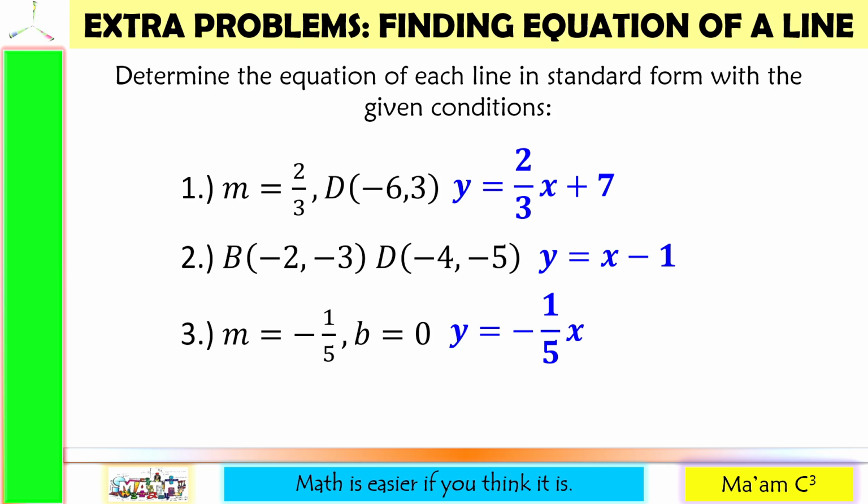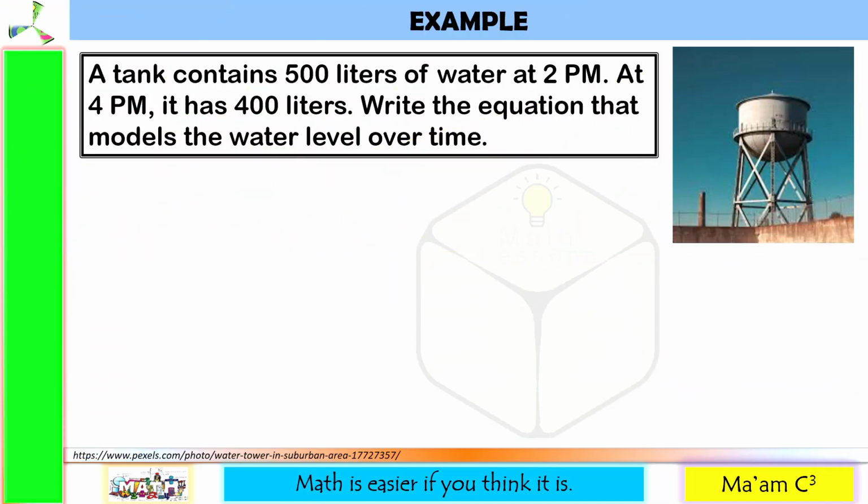Now let us start solving word problems. A tank contains 500 liters of water at 2 p.m. At 4 p.m., it has 400 liters. Write the equation that models the water level over time.